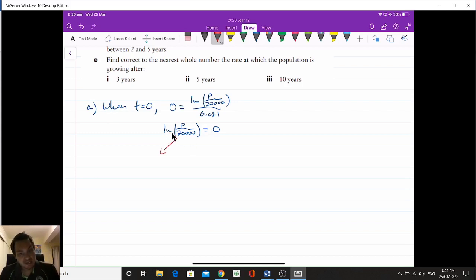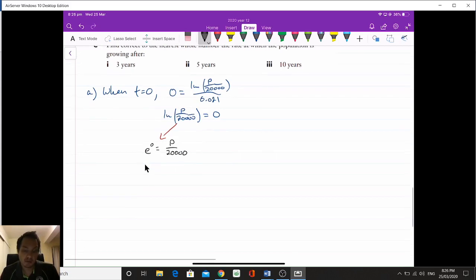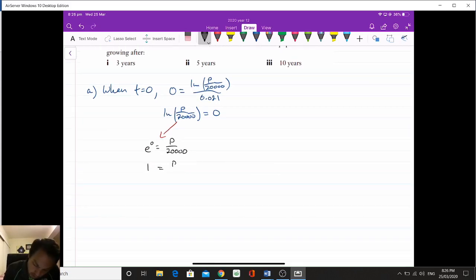Because this is log base e of this, I could just use my rules and say e to the power of 0 is equal to p over 20,000. So just converting this, but anything to the power of 0 is 1. So that means 1 is equal to p over 20,000, and then I would times both sides by 20,000. I'll just swap them as well and get p is 20,000. That's probably the easiest way of doing that.